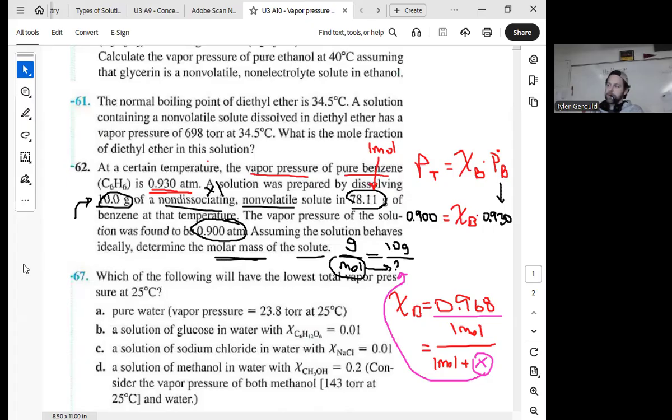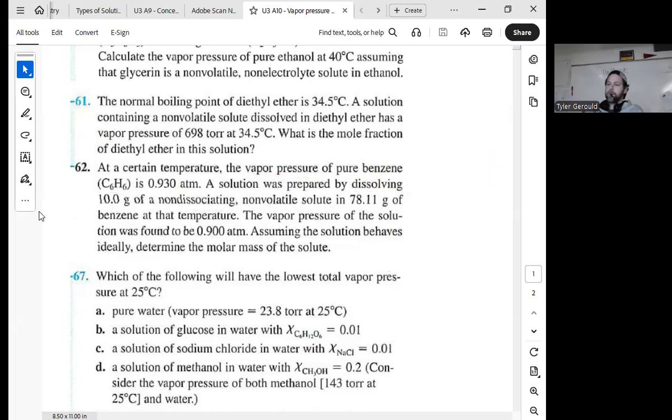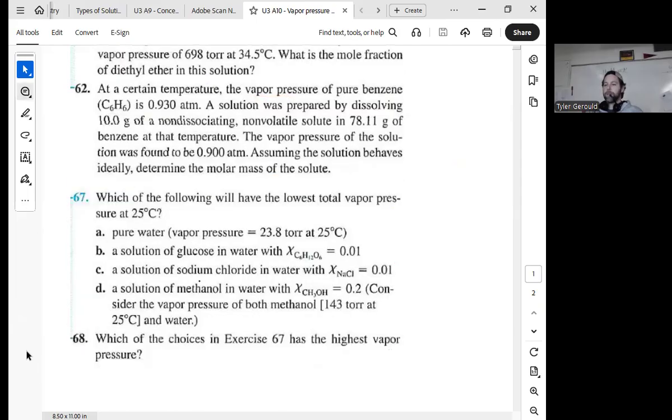Pause it so you can write this down. All right, last part. This is the most common kind of question, this last part. So 67 and 68. I'll do this one.